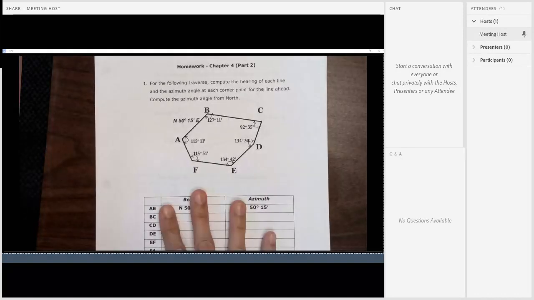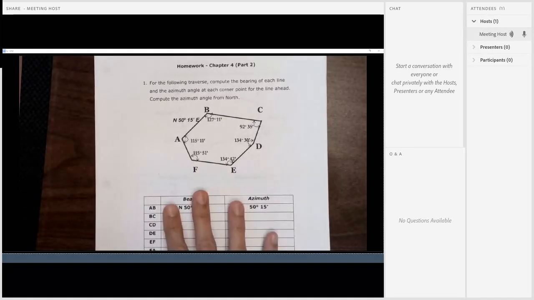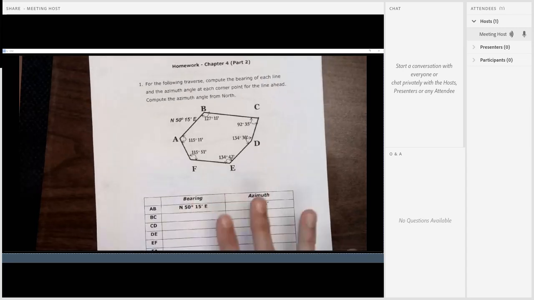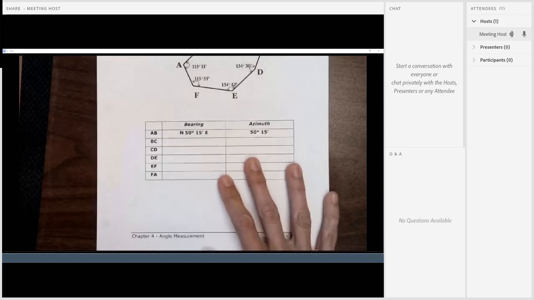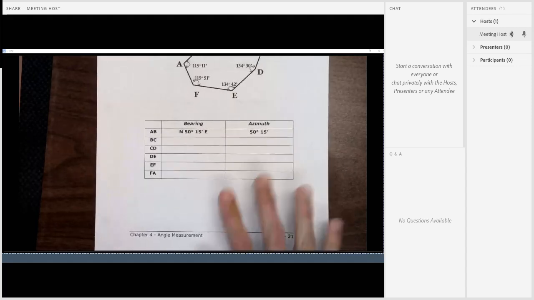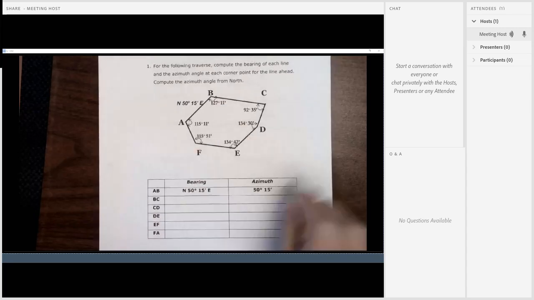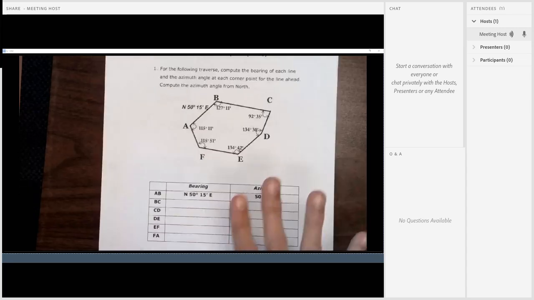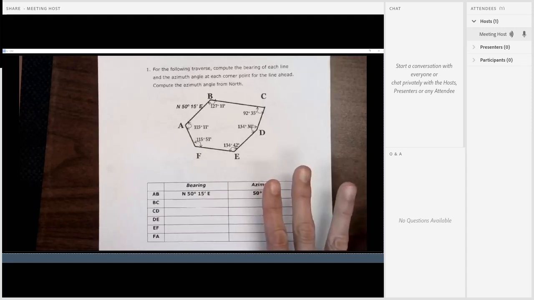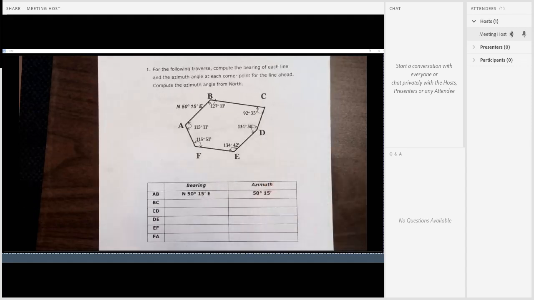All right, we're going to take a look at the homework from chapter 4 here, part 2. So, just the middle of the chapter there. I'm on page 4-21. And this was around this closed traverse, sort of moving through here and identifying bearing and azimuth angles. So, I'm going to go through this in some detail.